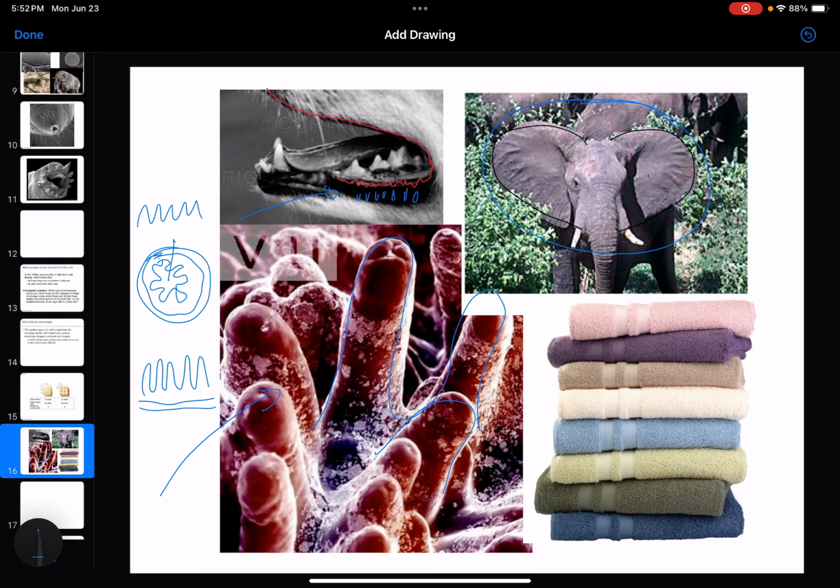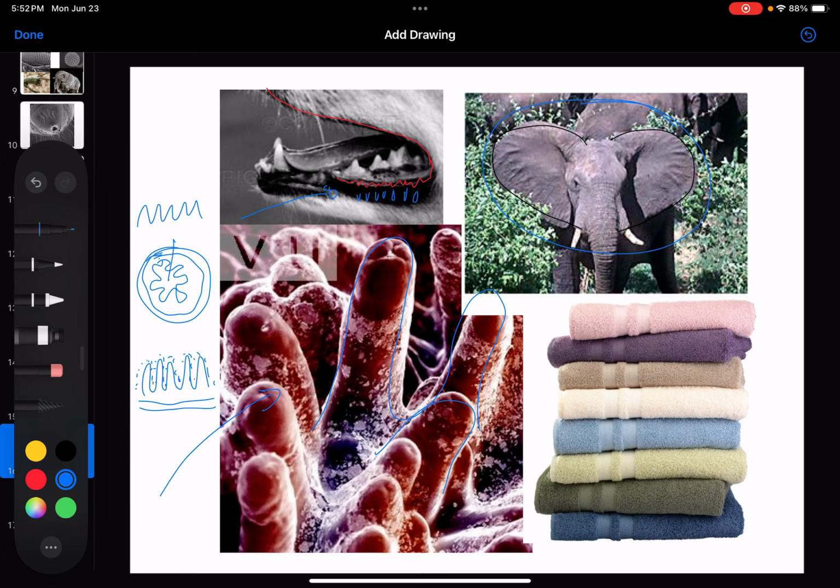Those are called villi. You'll learn about those in anatomy, those of you moving on to that class. The reason they're important is because they allow us to absorb nutrients all along the surface of the villi. This is what makes our small intestine so efficient at absorbing nutrients.